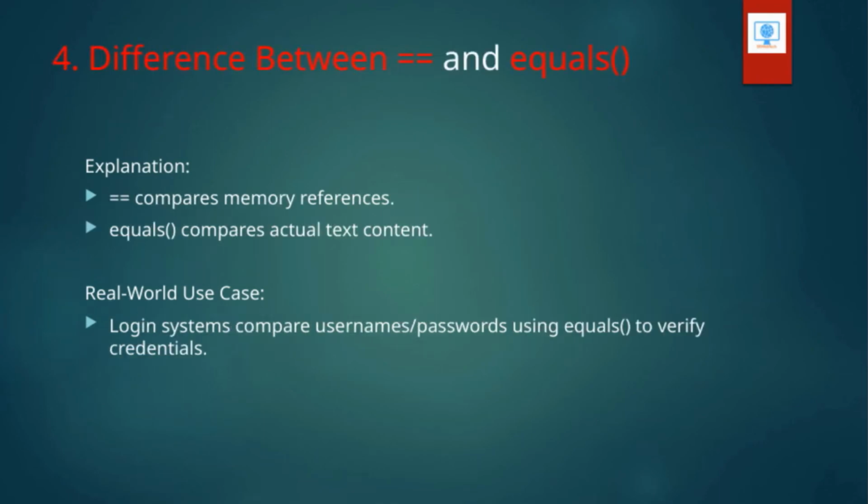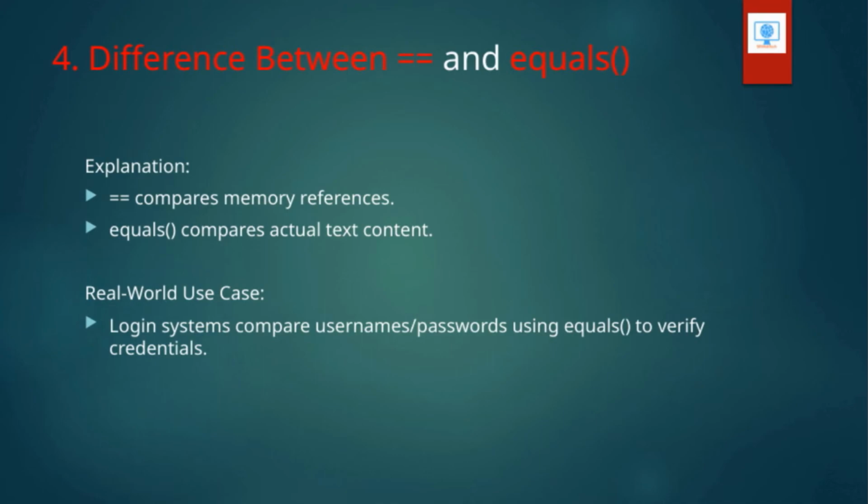So, when we talk about comparing strings in Java, it's important to understand the difference between the == operator and the equals method. The == operator actually compares memory references, meaning it checks if both variables point to the exact same object in memory. On the other hand, equals compares the actual content of the text. So even if two strings are different objects in memory, if their text is the same, equals will return true.